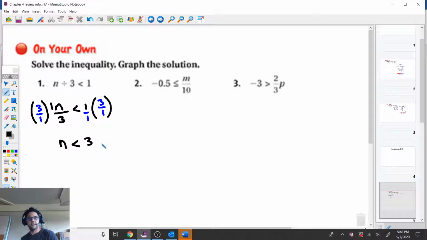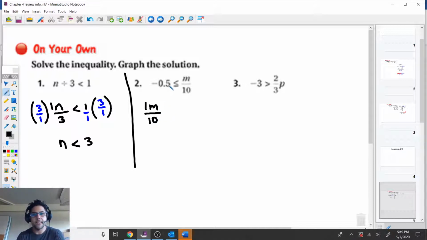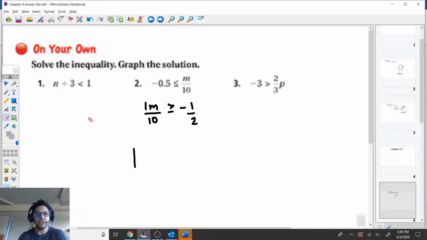Nice, nice, nice. Number 2 does not look good, because again, we like the variable on the left side. So let's go ahead and change it. M over 10, which is really 1m over 10. And I got negative 0.5. I'm going to change this into a fraction. 0.5 is obviously negative 1/2. And then looking at your inequality, it wants the variable on the left. All right, we good? I switch sides, change the decimal into a fraction. I think this is a much better problem.